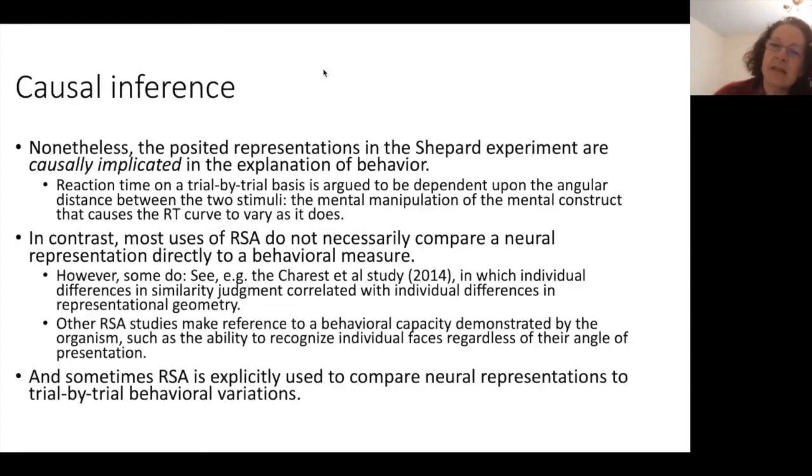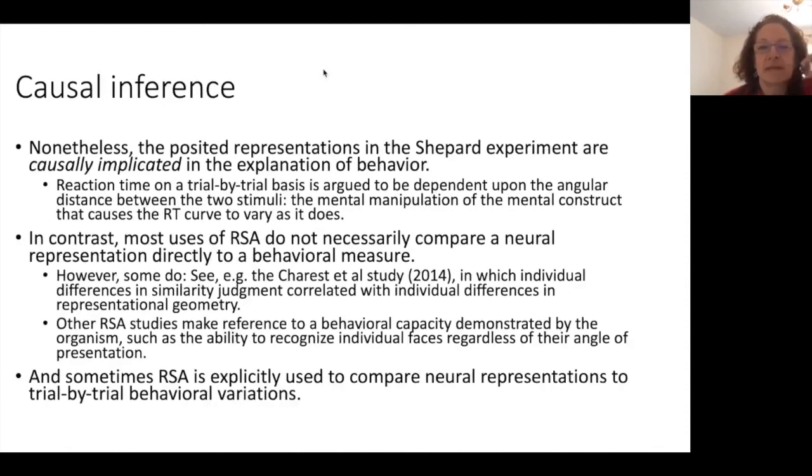The thing that made the Shepard experiment powerful is that these mental representations were causally implicated in the explanation of behavior. So what they got was trial by trial variability in reaction time, and inferred that the mental rotation of these constructed mental objects was the causal reason that you got the differences in reaction time on these individual trials.